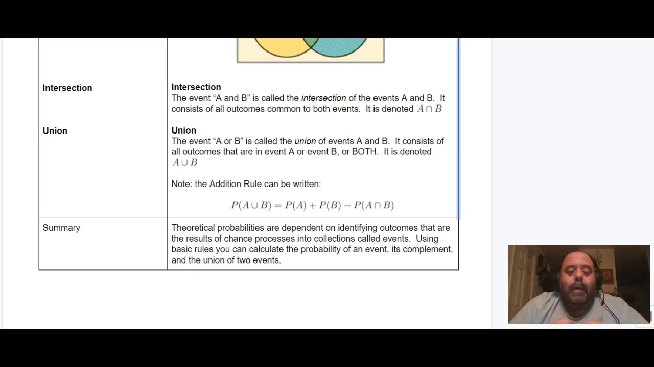All right, so theoretical probabilities depend upon identifying outcomes that are the result of a chance process, and then breaking those into collections that we call events. Using these basic rules, you can calculate the probability of an event, its complement, and the probability of the union of two events, so that either A happens or B happens or both happen. That's going to be the probability of A plus the probability of B minus the probability of A intersect B. Unless they're mutually exclusive, then the probability of A intersect B is 0 anyway, so it's just the probability of A plus the probability of B.